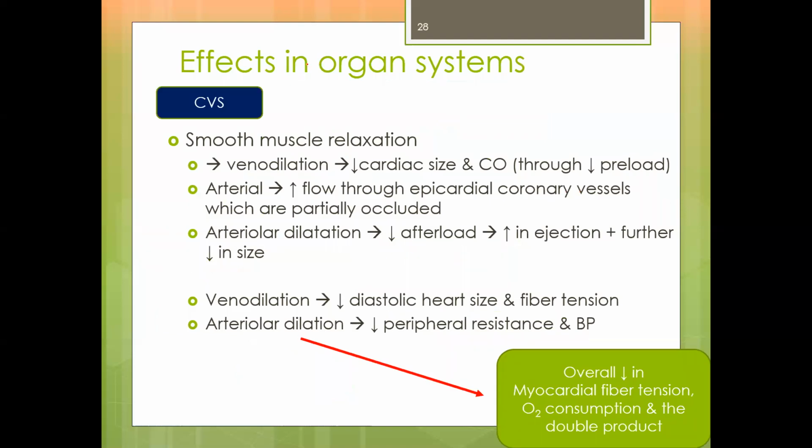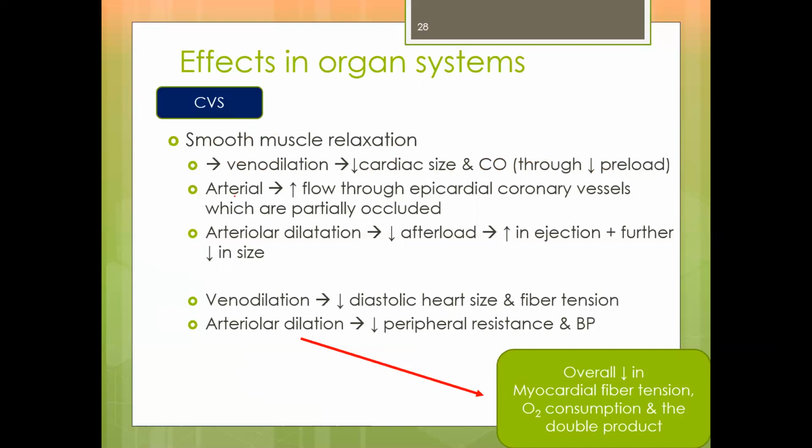So what are the effects on the organ systems? What are the effects of nitrates? In the cardiovascular system, as mentioned, it causes smooth muscle relaxation, leads to venodilation, reduces the heart size and cardiac output through reducing preload. Okay, so reduce preload, the cardiac output will be reduced because of reduction in preload.